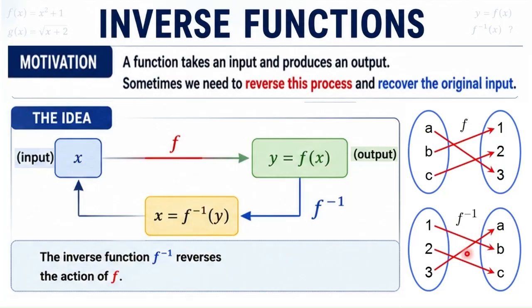Sometimes a function transports an input into an output, but later we need to reverse that process and recover the original input. Suppose a function takes an input x and produces an output y. If this function has an inverse, then the inverse function reverses this process. In other words, if the function sent a to b, then the inverse function sends b back to a.